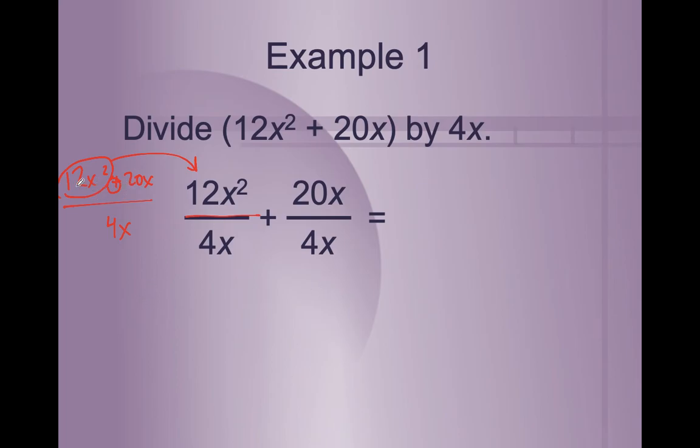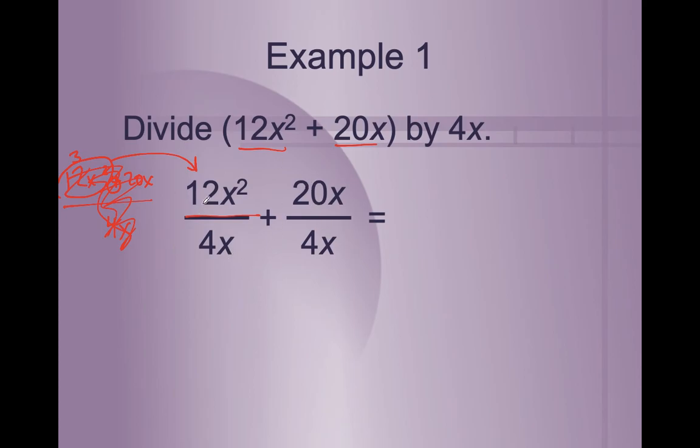Notice, I cannot just cancel. Oh, that's 12 divided by 4. Oh, that's 3. All right, so got rid of that one. And then x's can cancel as well. And I'm just left with 20x. No. You have to divide it. Divide each term by the denominator.